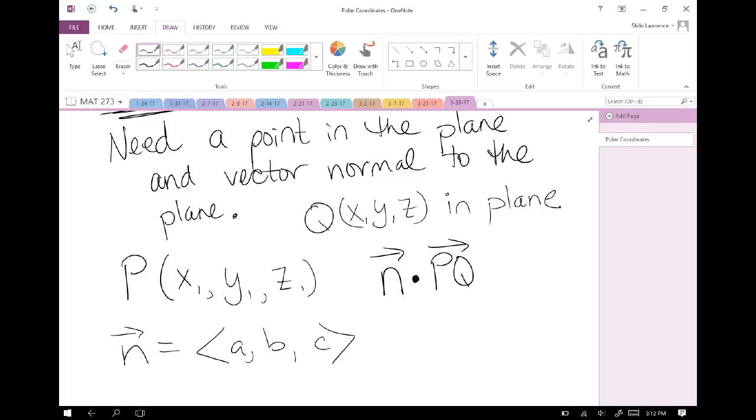So Q represents any point in the plane. Any point in the plane whatsoever. We do know one point in the plane, P. Vector PQ, we can get component form for that by doing the Q's minus the P's.